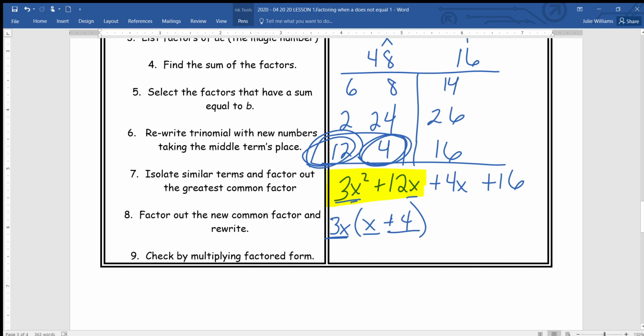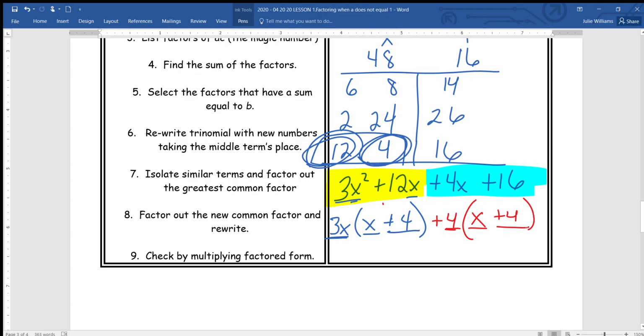Now I'm going to look at my last two terms and see what the greatest common factor is there. They both have a factor of 4. I cannot factor out an x because the 16 does not have an x. So I'm going to factor out a positive 4. 4 times something is 4x, so that is x. 4 times something is 16, so that's 4.